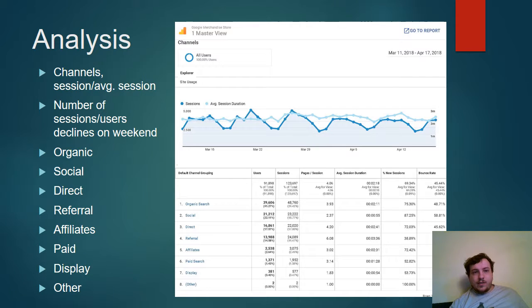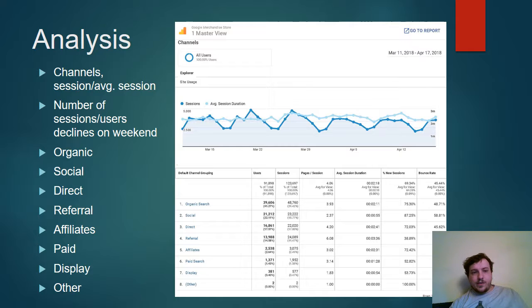Then we have the sessions versus the average session. So the dark blue is the amount of sessions, whereas the light blue is going to be the average session. So I'm seeing that we do see at the chart, we get a dip down on the weekends that picks back up during the week. Looks like it spikes in the middle of each week, but then dips down as the weekend comes.